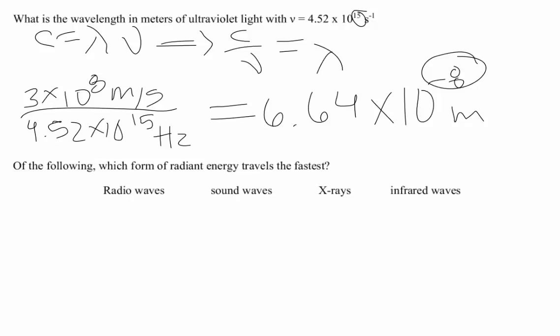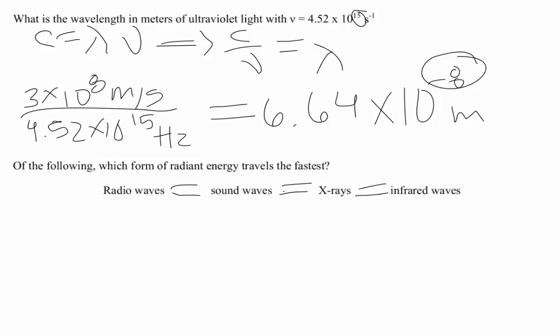So the next question is a bit of a tricky question. It asks, of the following, which form of radiant energy travels the fastest? If they're all forms of radiant energy, then they all have the same speed. And the speed is 3 times 10 to the 8th meters per second. So, of the following, which form of the radiant energy travels the fastest? None of them. Radio waves equals sound waves, which equals X-rays, which equals infrared rays.